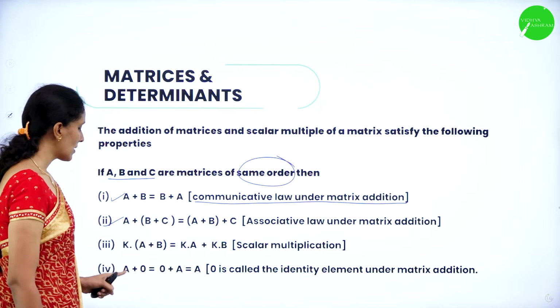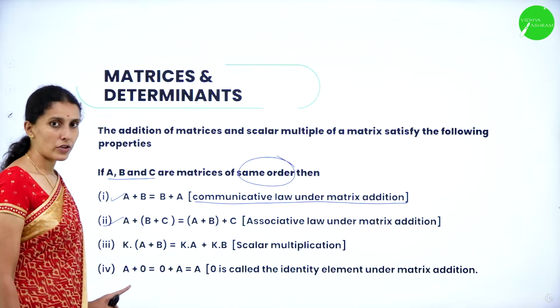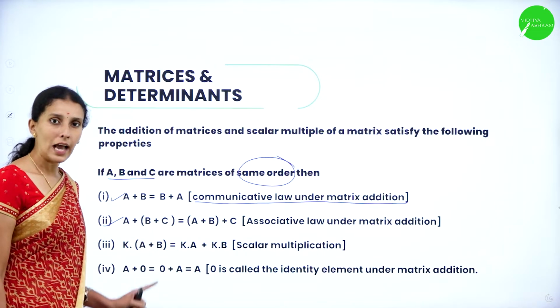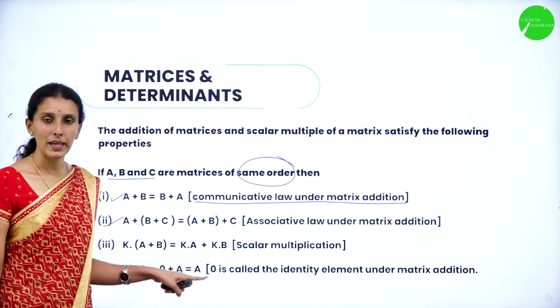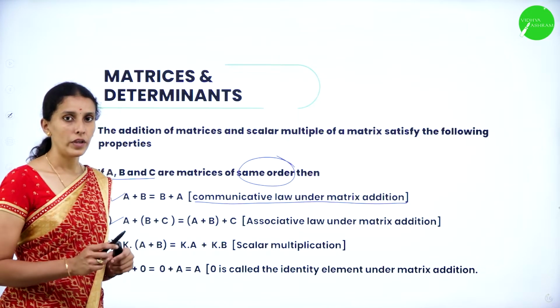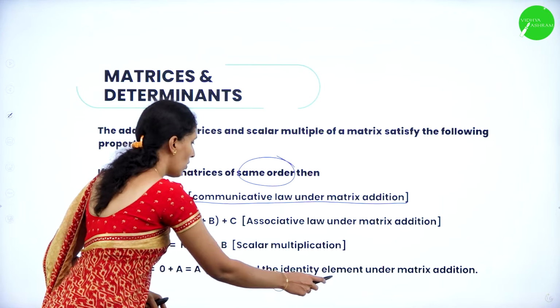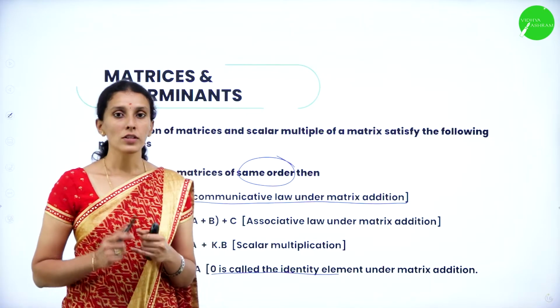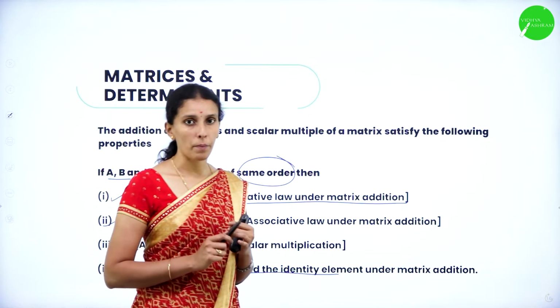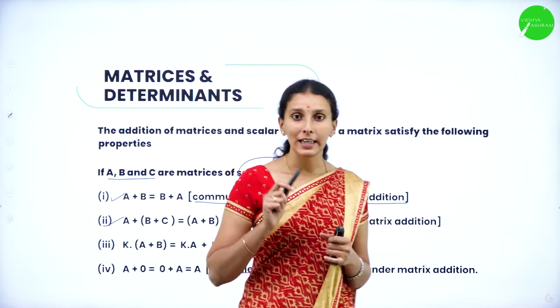The last one is when you add any matrix A to the null matrix, or the null matrix to any matrix A, the resultant matrix will be A only. Therefore, we call O or 0 the identity element under matrix addition, because to satisfy the identity property, there must be one additive element.